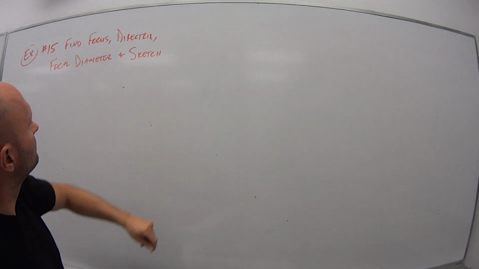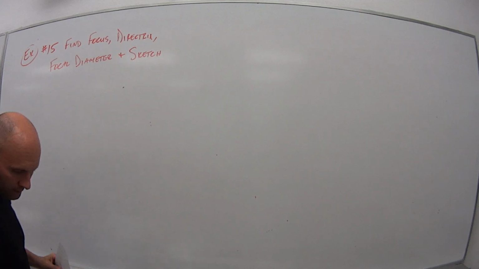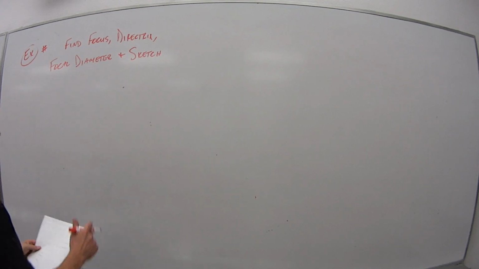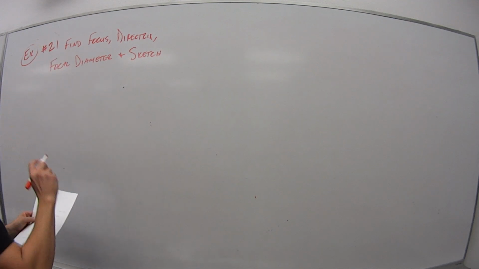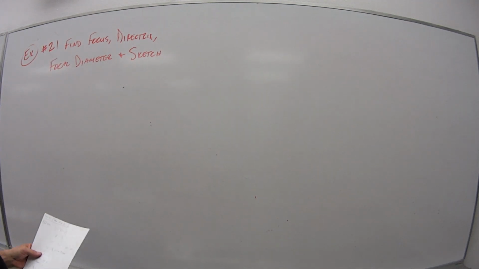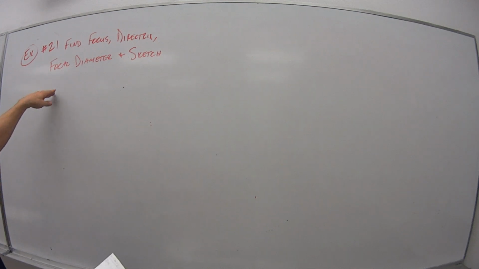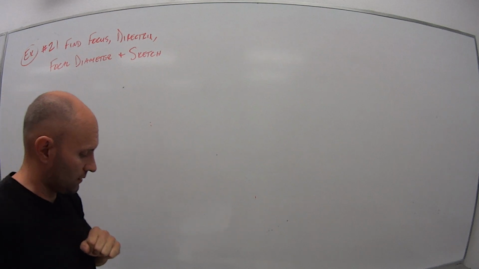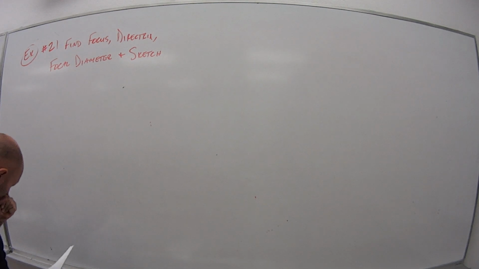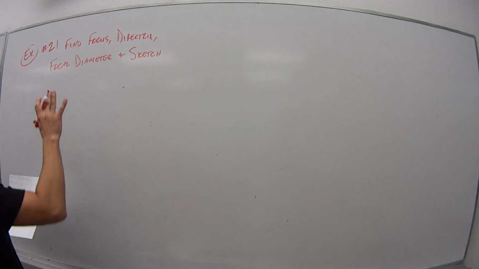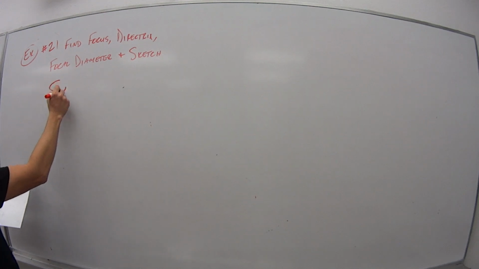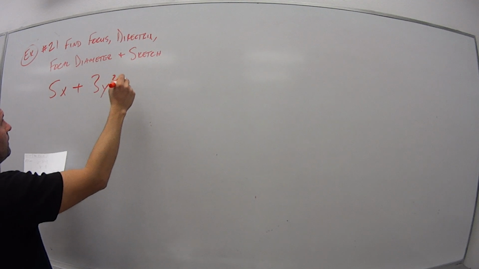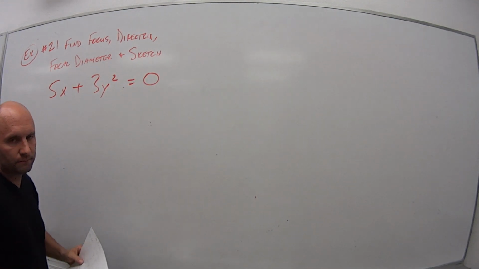All right, so second example, this is problem number 21, again from section 11.1. And in this case, we want the same information. We want the focus, we want the directrix, focal diameter, we want to sketch it. The equation we have is as follows: 5x plus 3y squared is equal to 0.